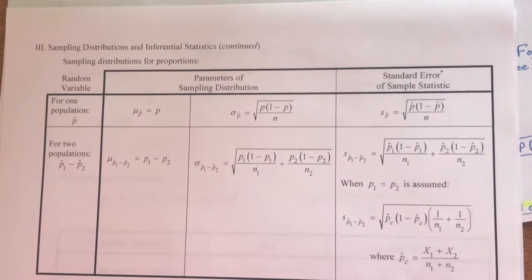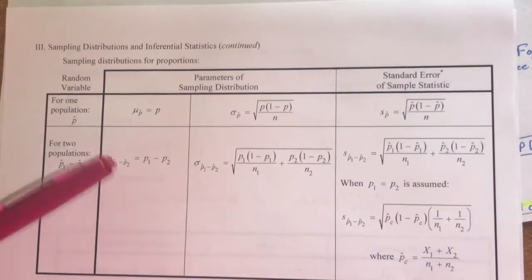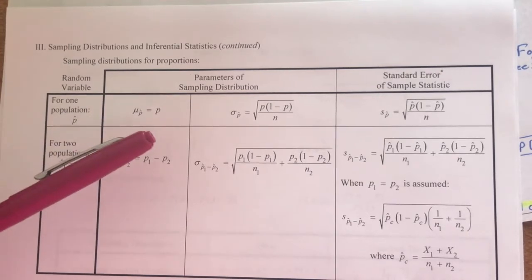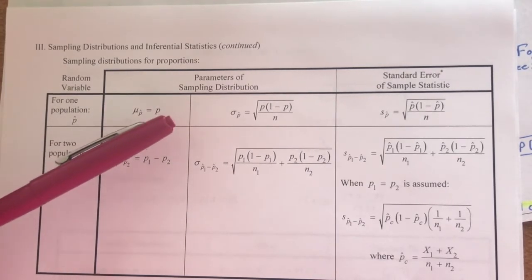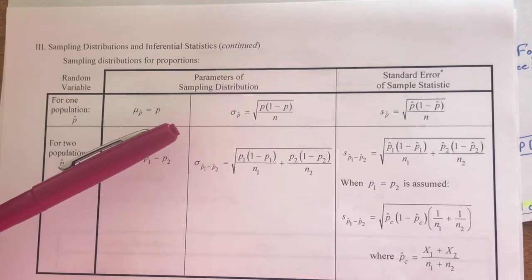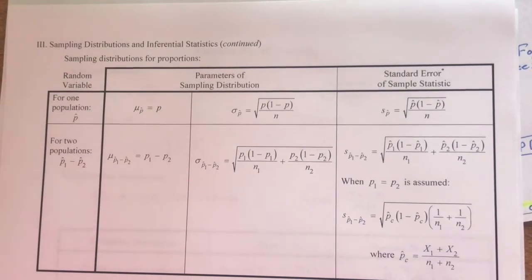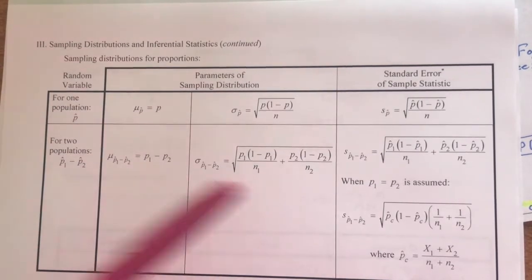Okay, so here's your AP formula sheet and what this is going to look like when you're having to find the parameters of a sampling distribution. It says the mean of p hat is equal to p. In your textbook, it may say the mean of p hat is equal to p naught. Again, p naught is the parameter from your null hypothesis.